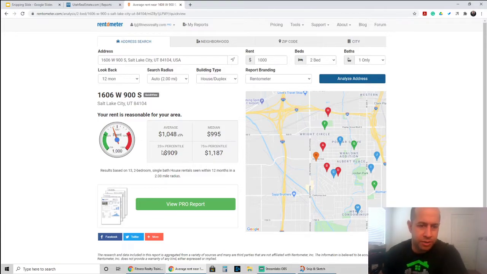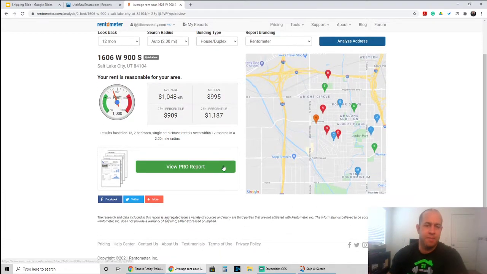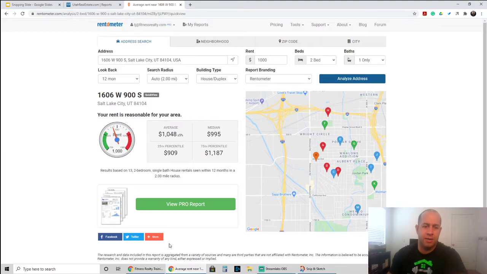All right, so we got some numbers here. They have 909 up to 1187. Those are the statistical brackets. The View Pro report would actually show you every listing that's on here. So all these little marks that are all over the place, it would show you the criteria that they've used for the rent.